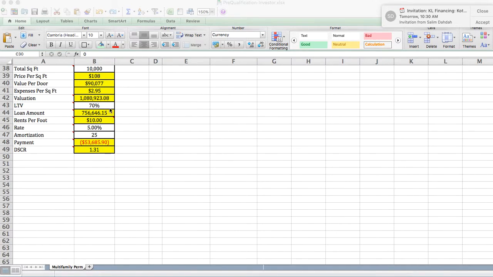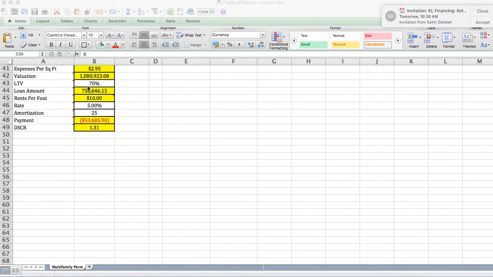Here you'll put in the loan to value, what the lender is willing to lend you based upon a loan to value, just as a frame of reference. Apartment complexes, the max typically is 75. Sometimes you'll see 80, but that's rare. So 70 to 75 is a pretty safe number. More 70 is probably safer than 75. Loan amount, this will automatically calculate based upon the valuation multiplied by the LTV.